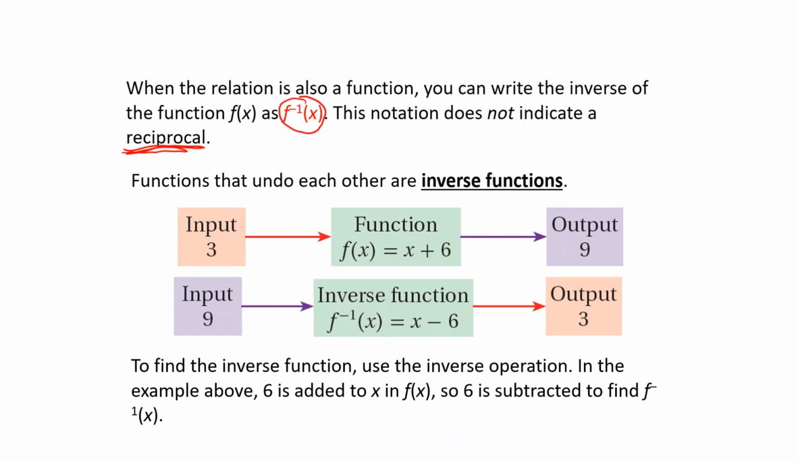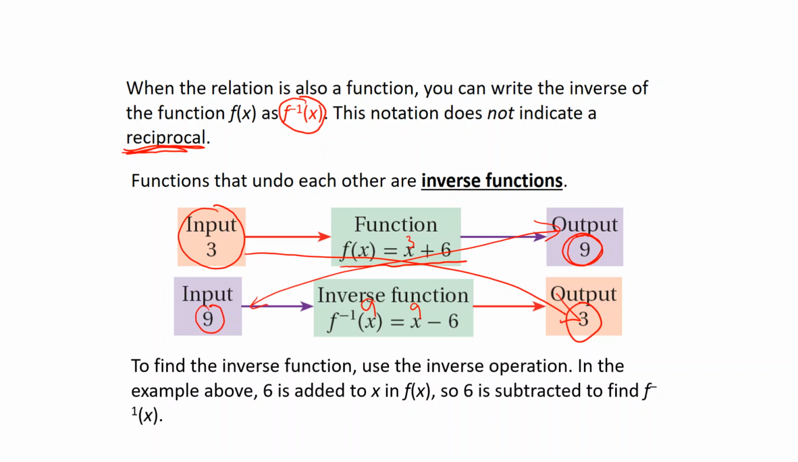If I have a function, say f of x equals x plus 6, and I put in 3 for my x, so we know that 3 plus 6 equals 9. All right, if these two functions are inverse of each other, I could put 9 in, and when I put 9 in, 9 minus 6 is equal to 3. The output is the same as my original input, okay? Notice our operations are also the opposite of each other.